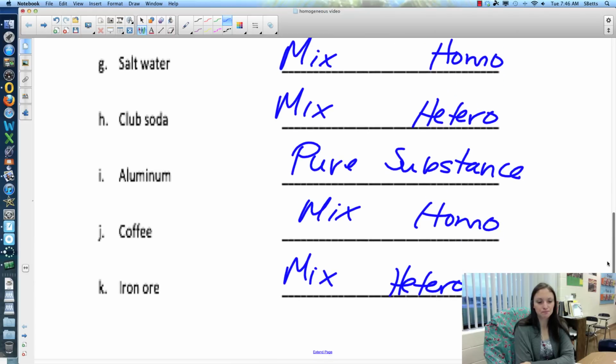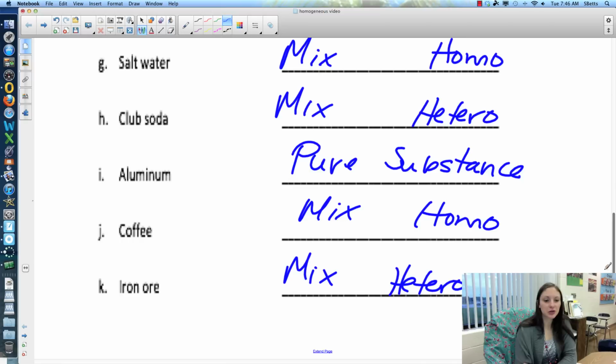That is one thing. Coffee is a mixture. That is homogeneous. Iron ore is like what they dig up when they are mining. So that is a mixture, not just iron. And that is a heterogeneous mixture. There's all kinds of other things that are there with the iron to make it not constant throughout.